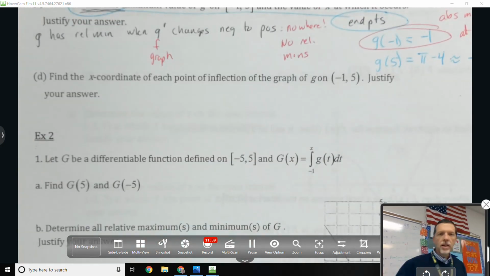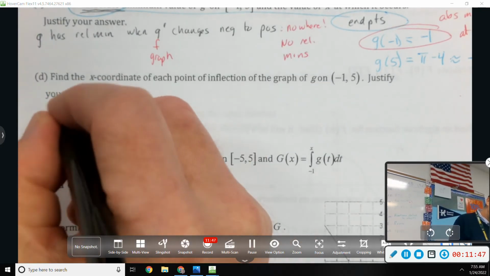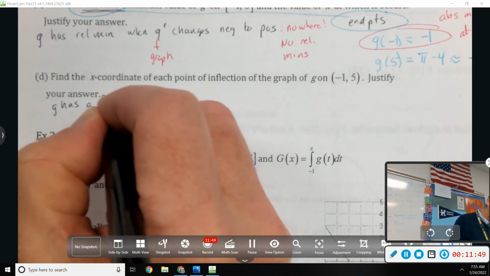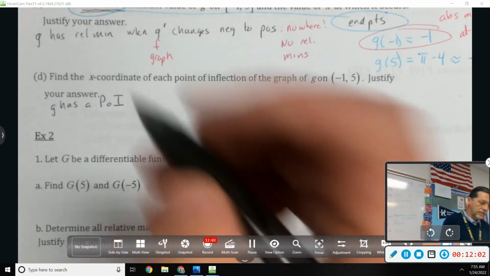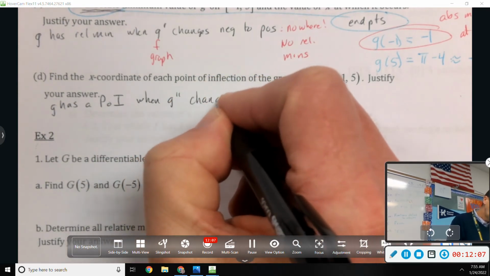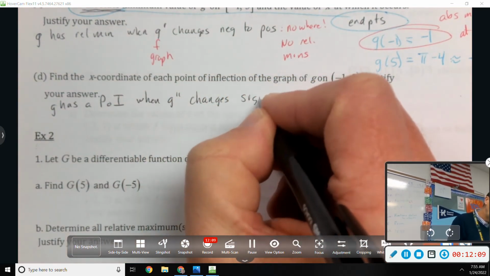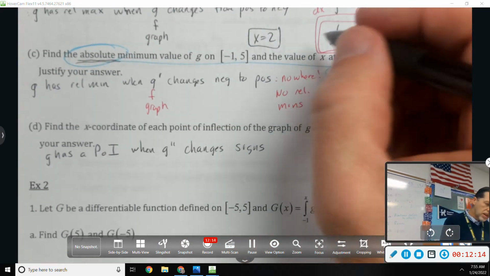Part D. Find the x-coordinate of each point of inflection on the graph of G. Justify your answer. Well, let's justify our answer first and then go from there. So how do I know where G has a point of inflection? Yep, when G double prime changes signs. I don't have G double prime, but I have G prime.